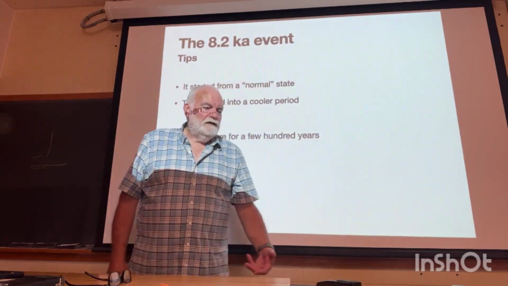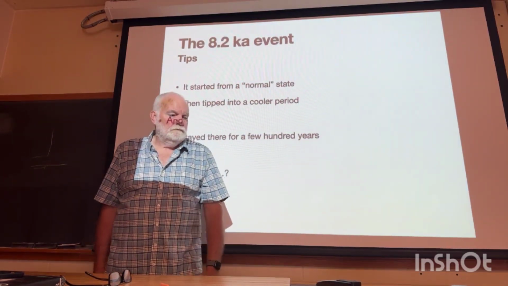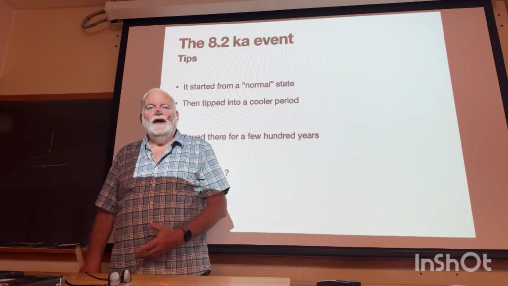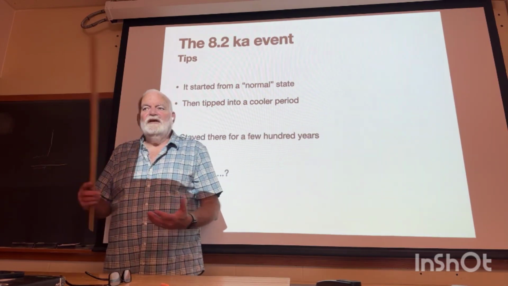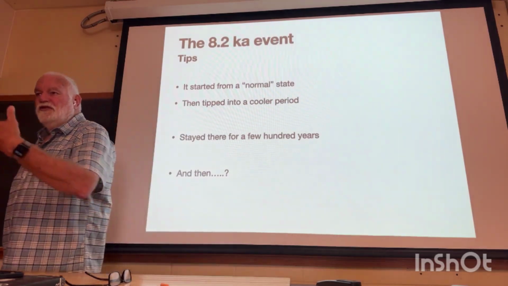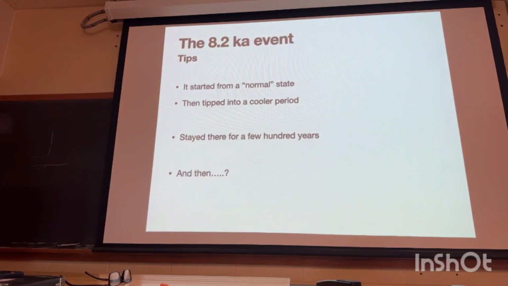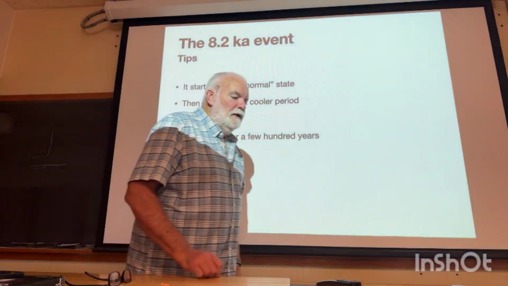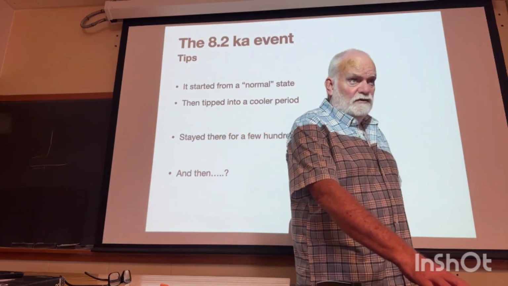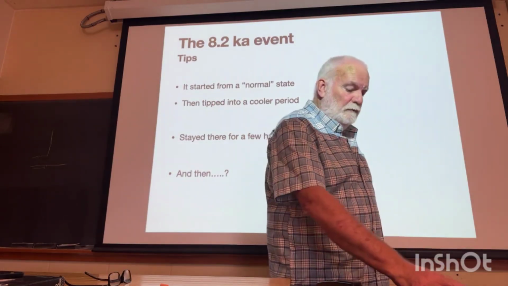Started from a normal state, tipped into a cooler period. Stayed there a couple hundred years, and then there were some feedbacks that allowed it, thermal inertia of thermohaline circulation was enough to kick it back out of that state. And it kicked it out pretty fast, actually. So that's a system that has tipping points. It could have been this, with a little bit more meltwater, it could be that. Okay, so that's why I hinted to search for tipping points, because that's the way we define them.